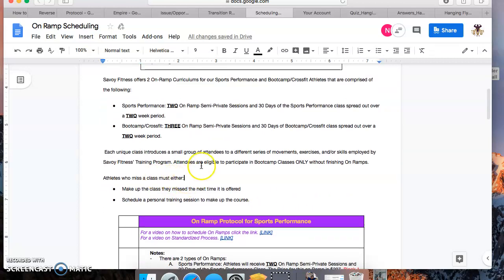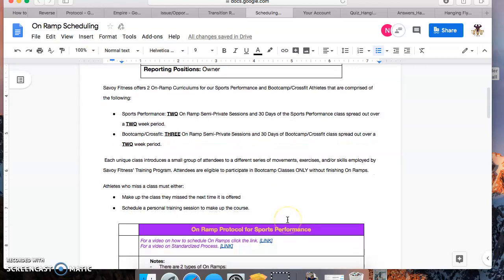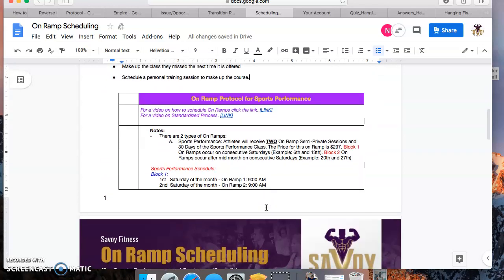Athletes who miss class. So again, these are classes. Now, if you miss the classes, you either need to make up a class the next time it's offered in the next block, which is doable in a 2 week period type of situation, or for those that don't like groups, they can schedule their own personal training session. Ideally, we kind of want to get away from this, but there could be a situation where somebody does not like groups.